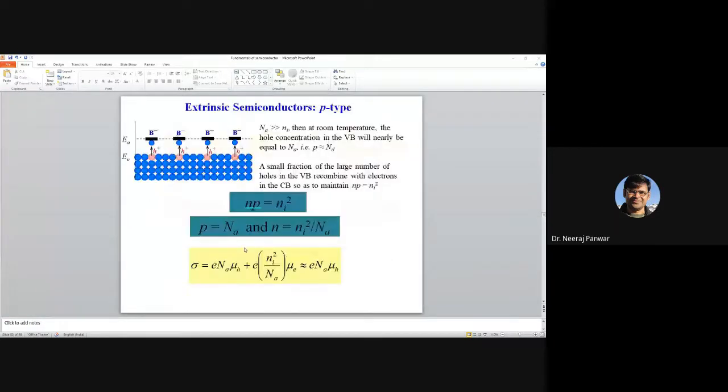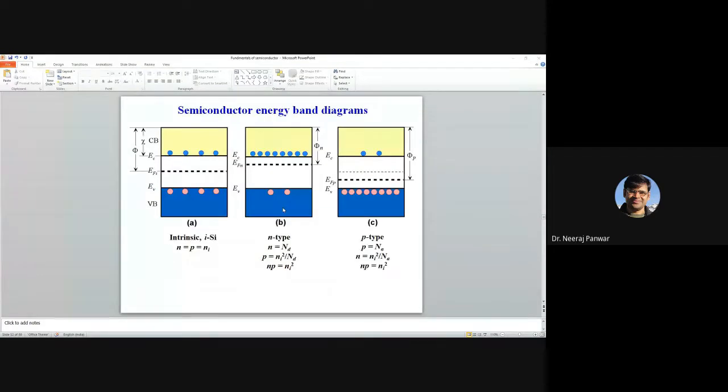All right. So remember that we discussed this mass action law, in which the product of electron concentration in the conduction band with the hole concentration in the valence band is equal to ni square. ni is the intrinsic carrier concentration. I here represents intrinsic. So this is known as mass action law.